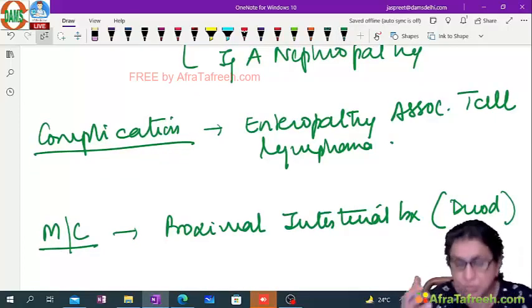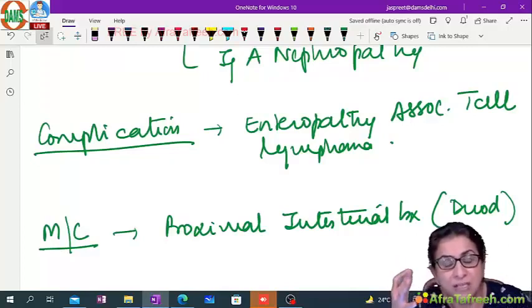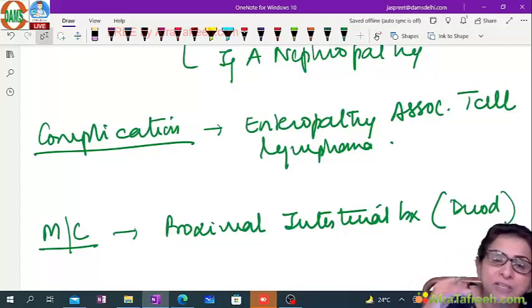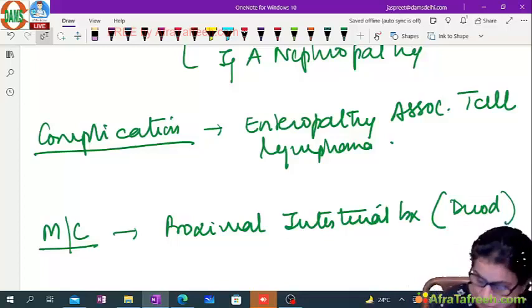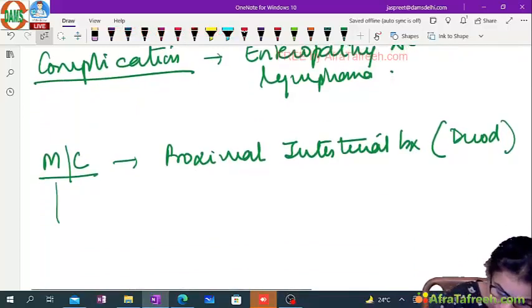Why do you do a proximal intestinal biopsy? Because the proximal part of the intestine, that is the duodenum, is exposed to the maximum load of gluten. And the D2 part of the duodenum is easily accessible by endoscope. So you do a D2 biopsy. So you do a duodenal biopsy, and now what do you see in microscopy?